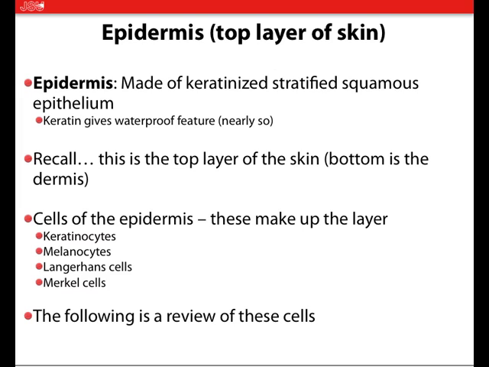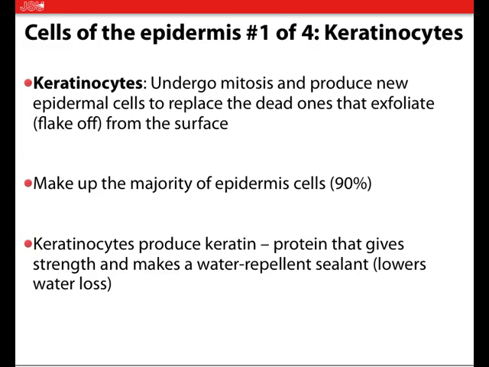Epidermis, that's the top layer. You have the dermis, and then you have the epidermis. That's the top layer, made of four different cells we talked about. Have an idea of what each of these cells does. Keratinocytes: this is going to make keratin. Keratin is the protein that gives it strength.